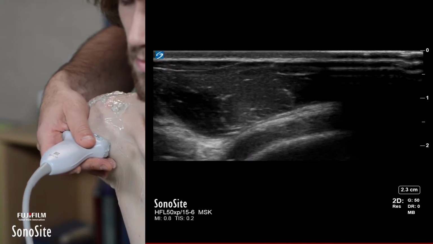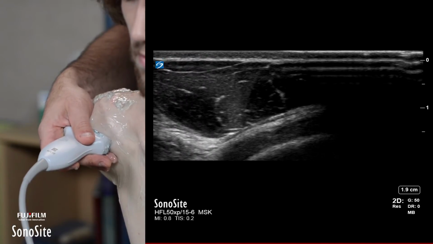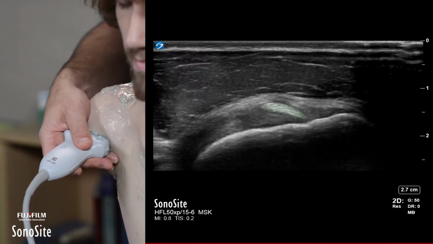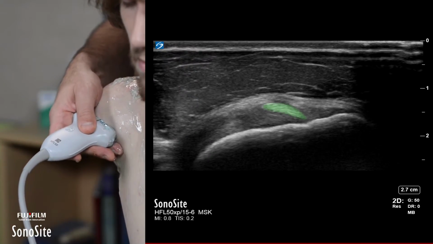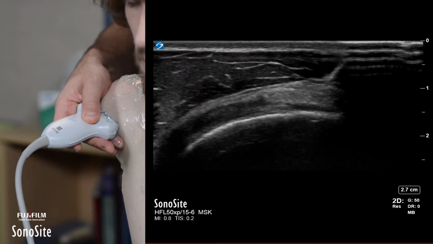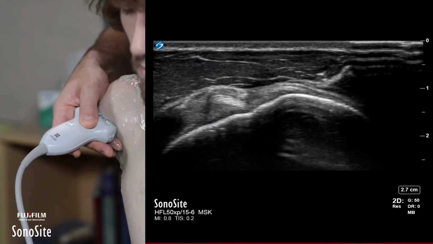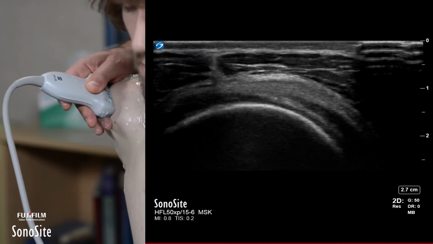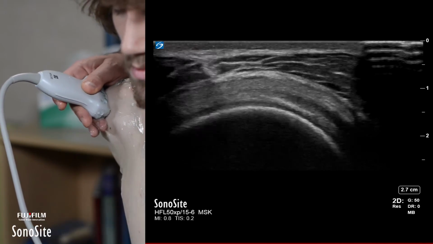And when you do that, you need to make sure you go all the way over medially to make sure you get the biceps tendon into view, which is going to represent the medial margin of the supraspinatus tendon. And then from there, you can go through the different portions from front to back.